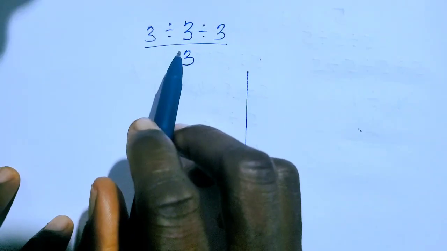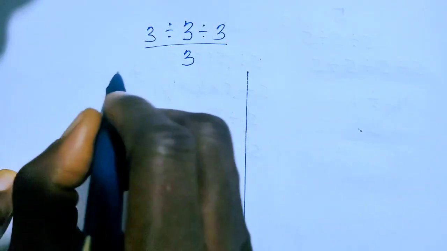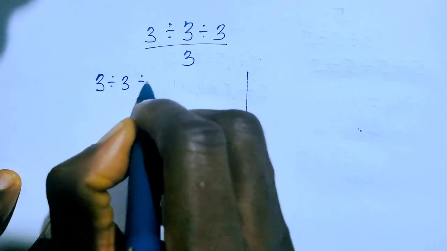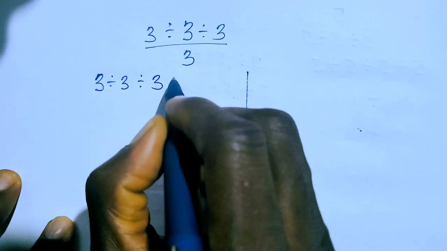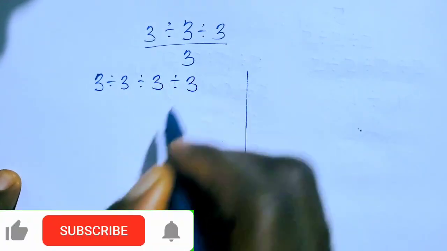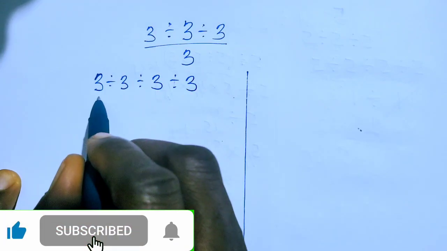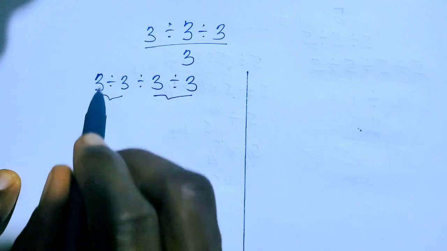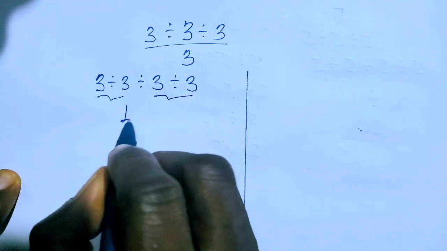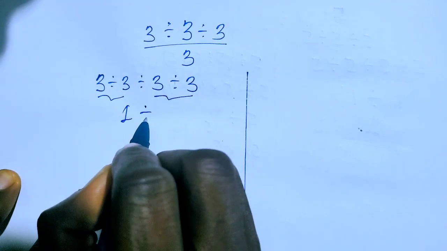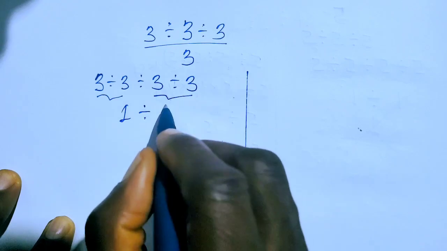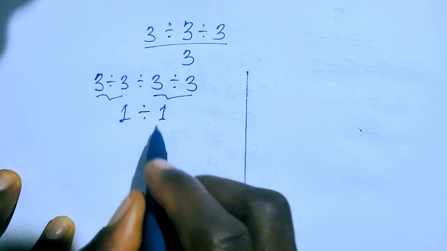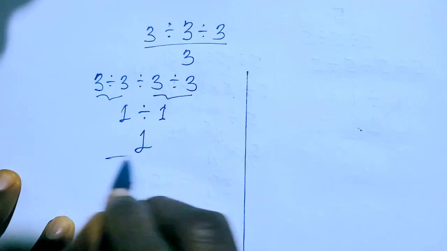Here, many people see this expression as 3 divided by 3 divided by 3, all divided by 3. Right here, they consider this and they consider this. 3 divided by 3 gives 1. Then divided by 3 divided by 3, that gives 1. Then right here, 1 divided by 1, that is 1.